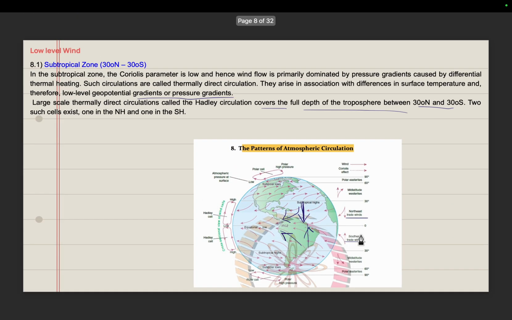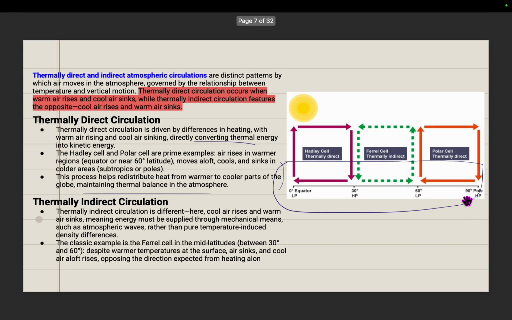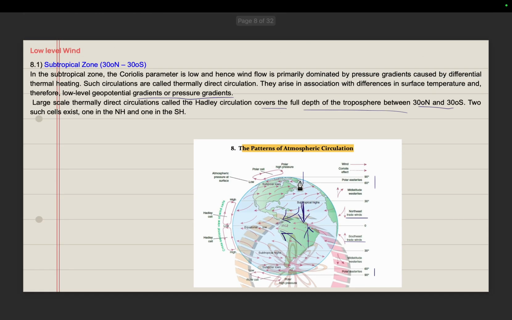Also for this cell, the polar cells have the same kind of wind. You can see here also between 90 degrees and 60 degrees there will be wind flow, and that flow will also bend. This will bend to the right, and this will bend towards its left.